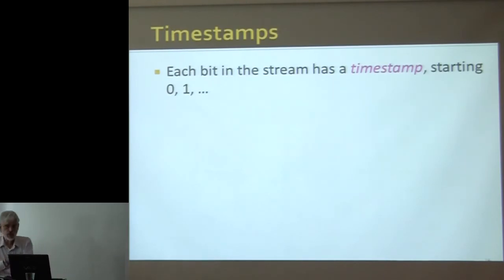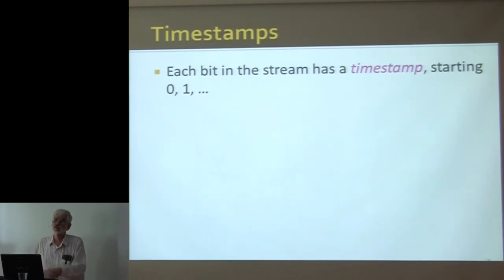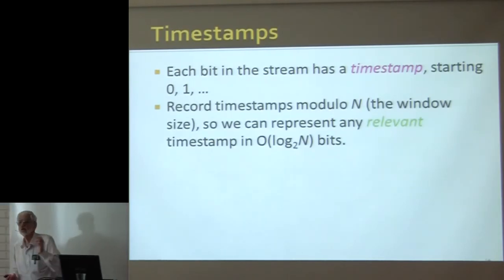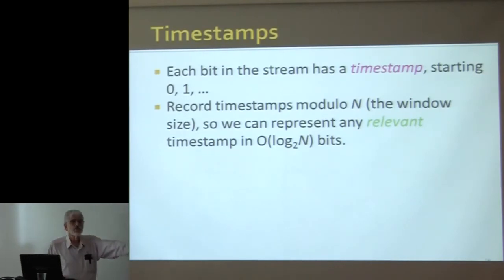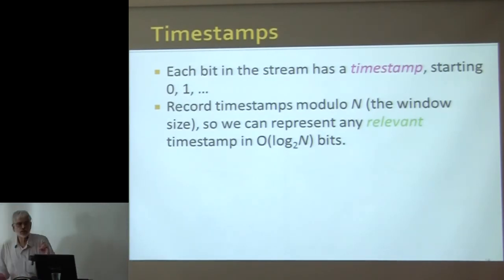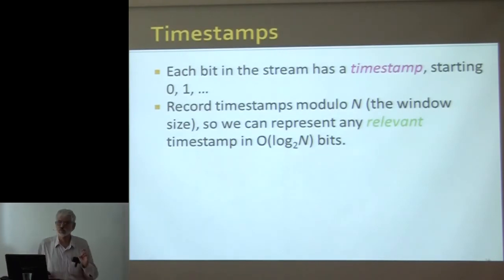Now the algorithm. There's a notion of timestamp. The first input that ever comes into the stream will have timestamp 0, the next one will have 1, 2, and so on. However, since the window is of length n, anything in the history beyond n, we can completely forget about. We'll never care about that again. So as a result, you can record your timestamps modulo n. And what that means is that all your timestamps can be represented by log base 2 of n bits.